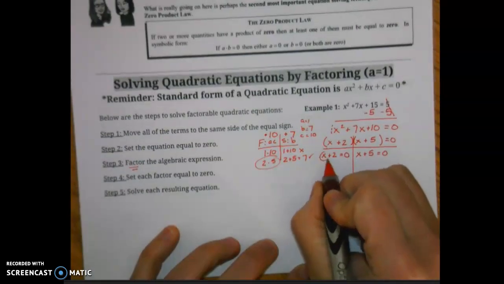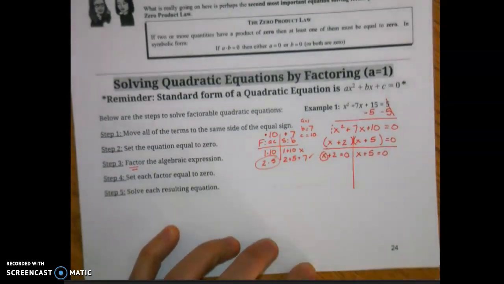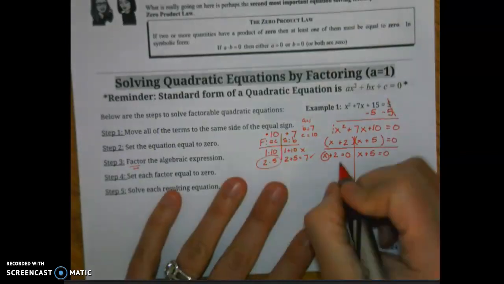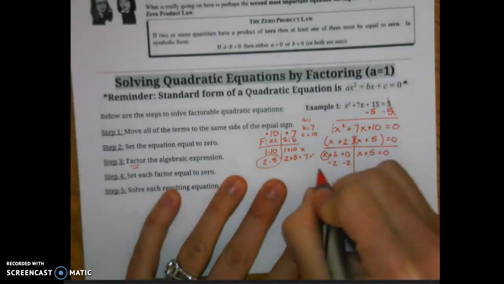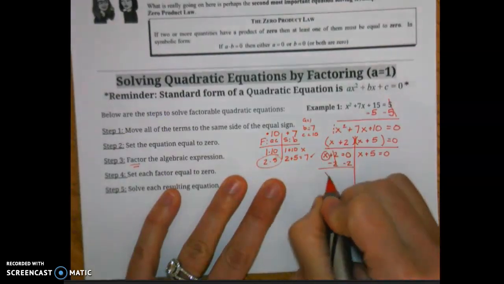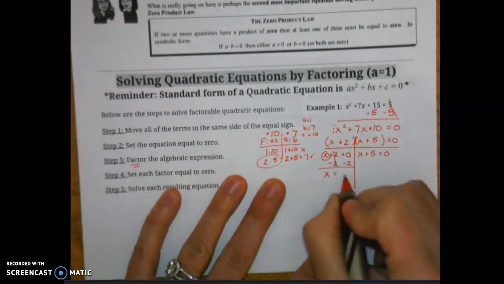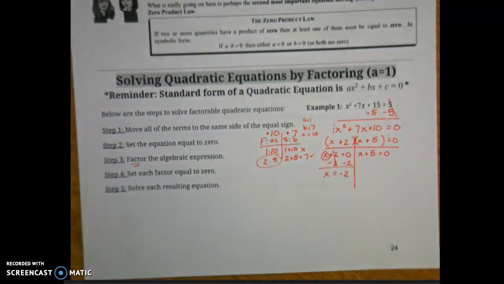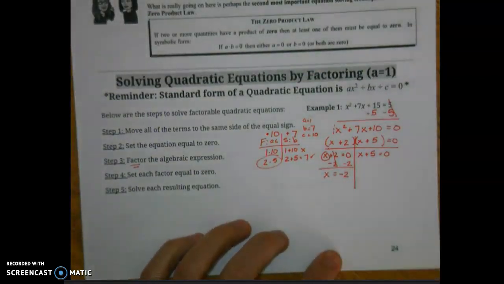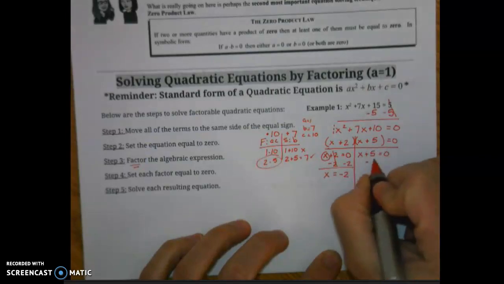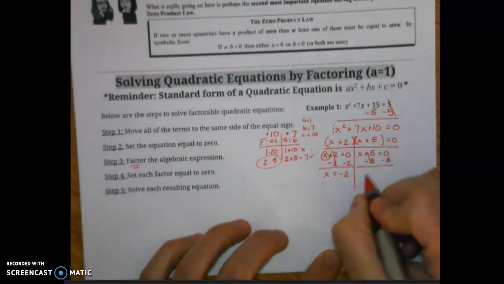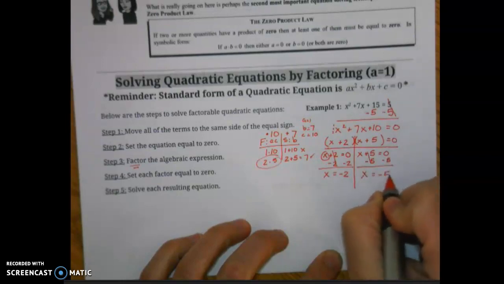So I'm going to solve this one first. To get x by itself, I need to undo plus 2. So I want to do the opposite of addition. What's the opposite of addition? Subtraction. So I'm going to subtract 2 from both sides, and I have x is equal to negative 2. Now I'm going to solve this equation. X plus 5 is equal to 0, so I'm going to subtract 5 from both sides. All right, that's the opposite of addition, and I have x is equal to negative 5.